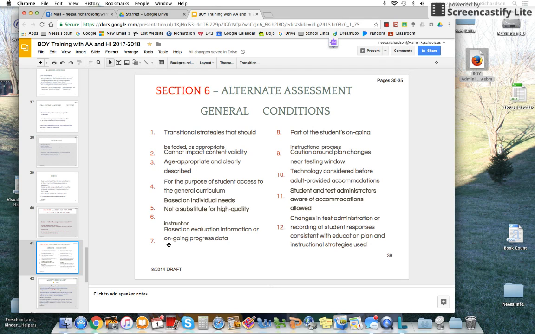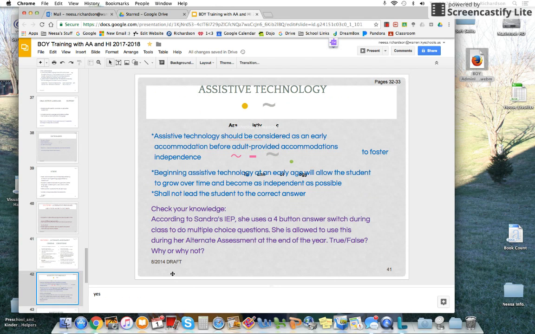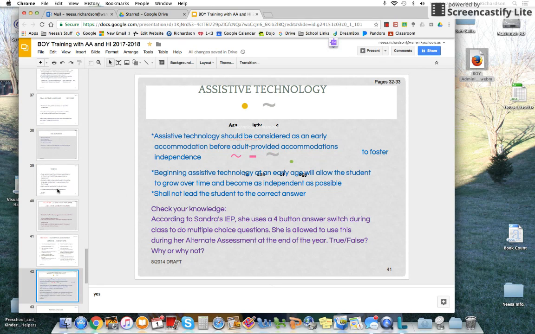The testing itself will be done by Ms. Faraj outside of your classroom. Some of the students who have alternate assessment have assistive technology, and Ms. Faraj and her assistants are able to provide additional directions on that. They are allowed to use those, such as this one. The example here is a 4-button answer switch, and that's allowed to be used as well on the alternate assessment.